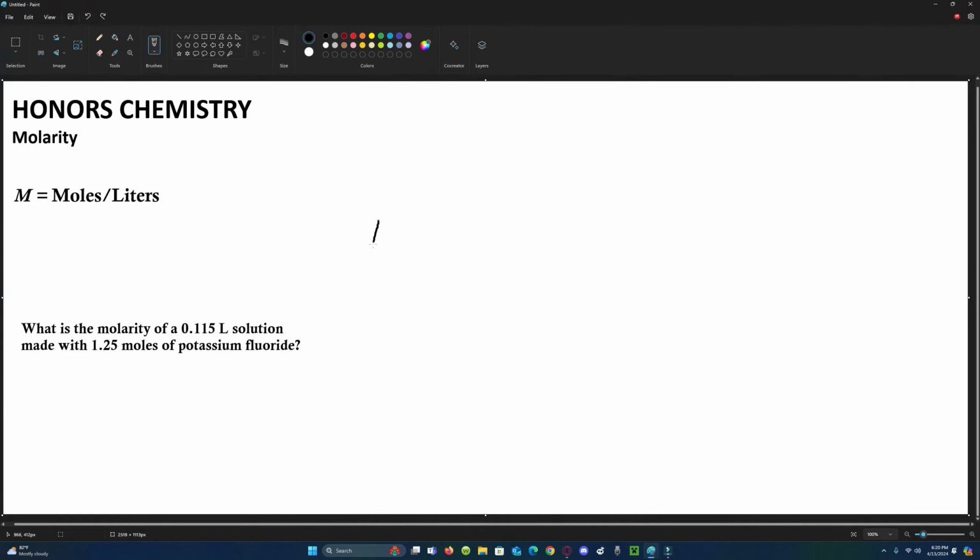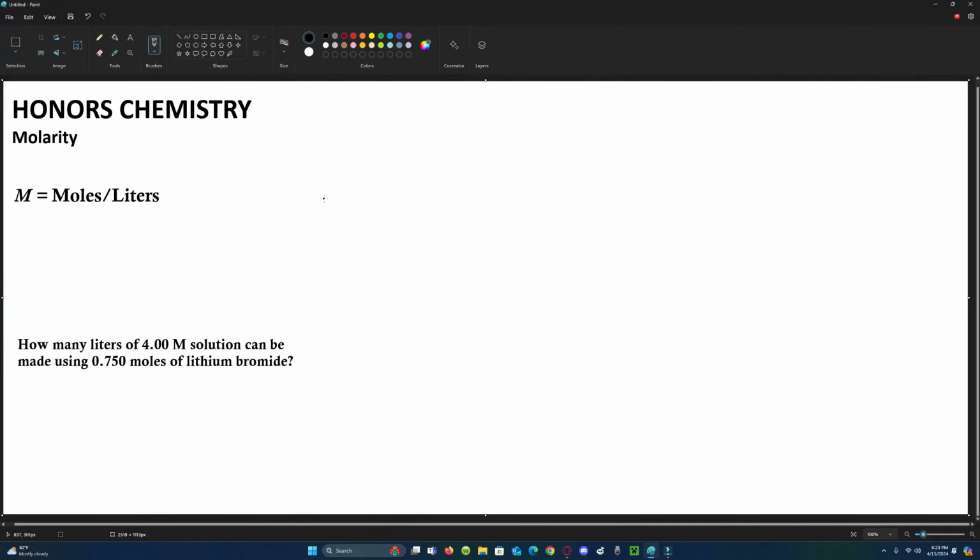So all I need to do is 1.25 over 0.115, and that will get us an answer of 10.9. This is as simple as it's going to get. So that's how you would solve a problem like that.